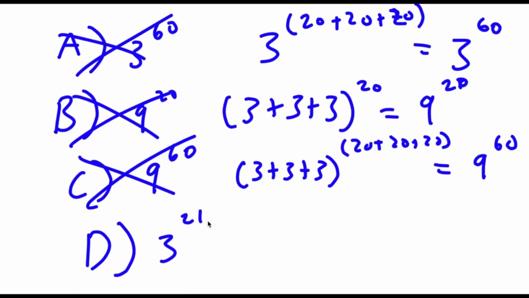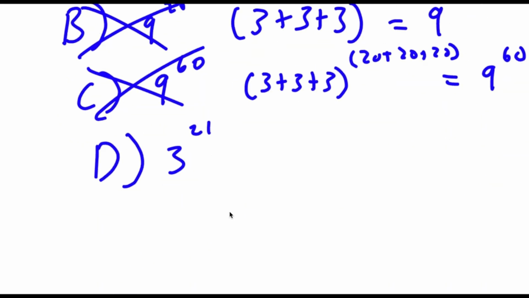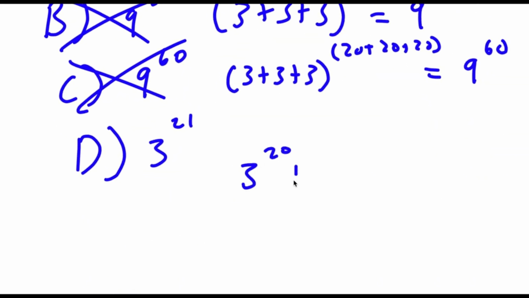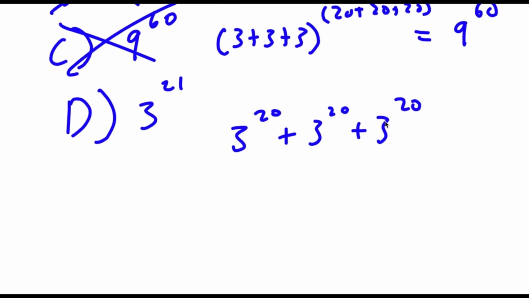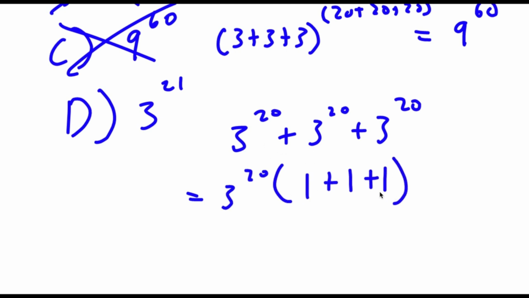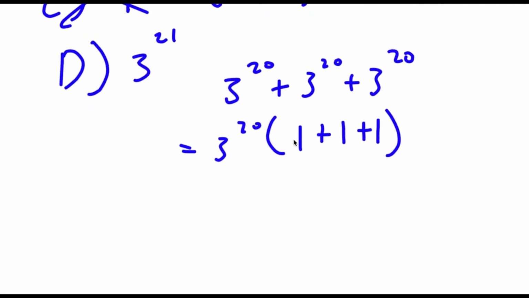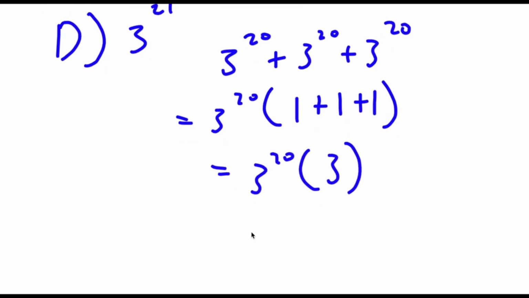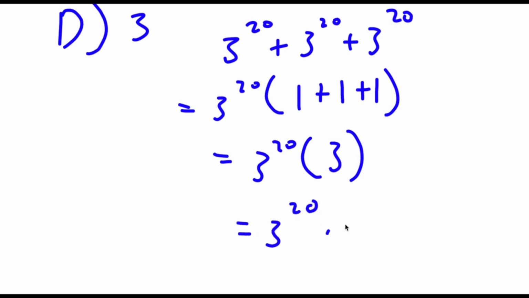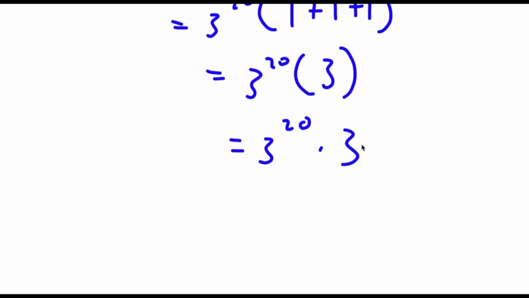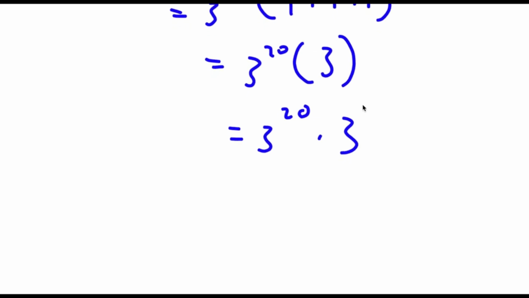So now for our final answer, which is the right answer, how you get this is, well, first start with 3 to the power of 20 plus 3 to the power of 20 plus 3 to the power of 20. And now from here, I'm going to factor out 3 to the power of 20. So now I have 3 to the power of 20 times 1 plus 1 plus 1. Now, if I simplify this in the parentheses, I get 3 to the power of 20 times 3. And now 3 here, this is the same thing as 3 to the power of 1.